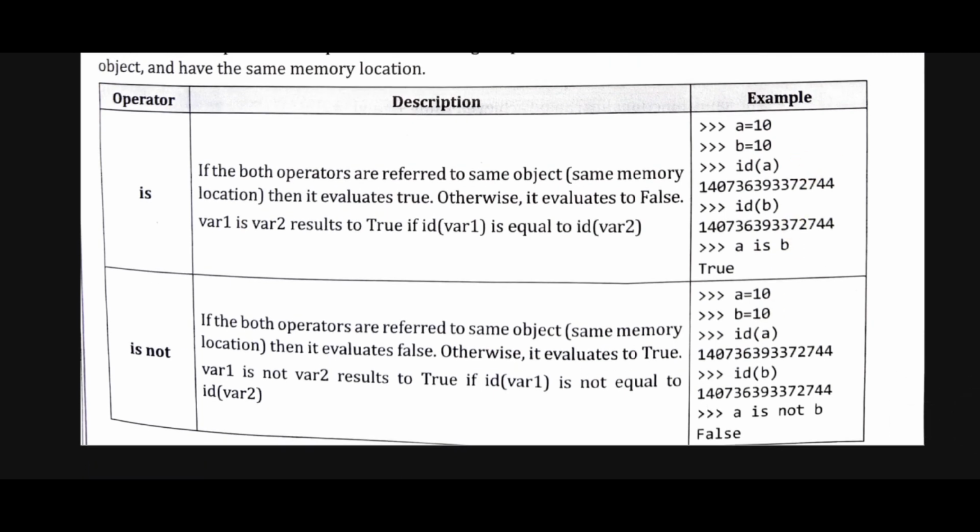Is not. It checks whether both are not equal. So A is 10, B is also 10. When we check A is not B, it is returning the value as false, because A has the same value and B also has the same value.